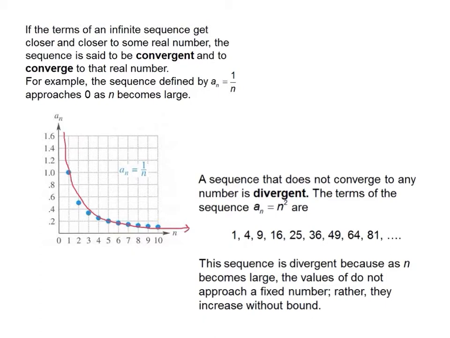Not all sequences do this. If you look at this, n squared, right? So whatever your number is, you just square it. As this value of n gets larger and larger and larger, these numbers are going to get infinitely larger too. So we call this a divergent series, meaning that it's going to increase without any boundaries.